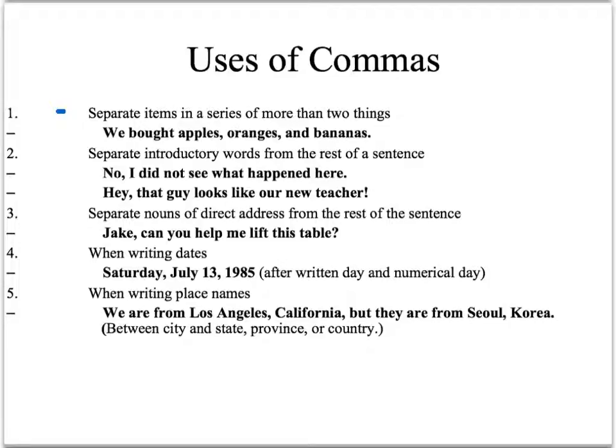If you're only talking about two things, such as in the example here, we bought apples and oranges, then you would just put the word "and" between the two items in the list. You would not put a comma. But when you have more than two things, you have to put a comma after the first item and every other item after that, except for the last item, in which case you put an "and" in front of that. So we bought apples, comma, oranges, comma, and bananas.